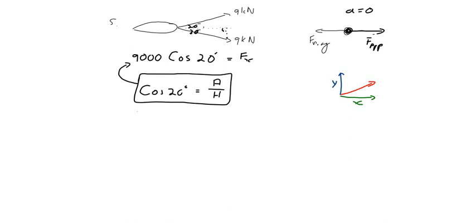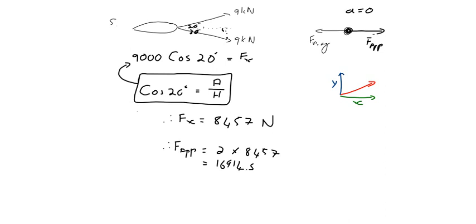If I calculate this, then I get F_x is 8,457 Newton. We need to multiply it by 2 to get to your applied force. So your F applied is going to be 2 times the 8,457 Newton. That gives me a total of 16,914.5 Newton. I'm not using any significant figures here, I'm giving you the full value so you can also see what's happening in there. Okay, so this was the A question.